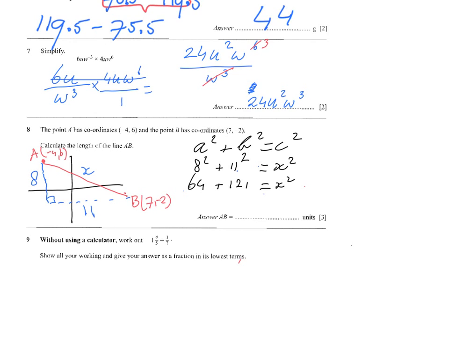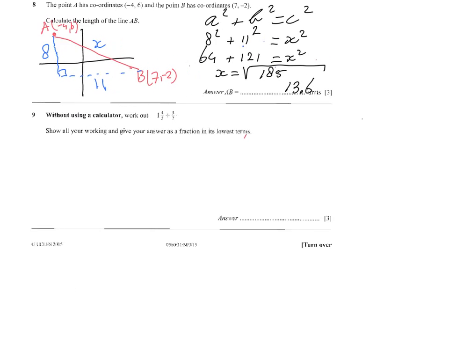I didn't use a calculator up till now, by the way. I'm not sure about you, but I don't think you really need calculators. Maybe now you'd like to have a calculator. So x is the square root of, what is that, 185, I believe. Now you want a calculator. 3 significant figures, ladies and gentlemen, 13.6 units for 3 points. Thank you very much.